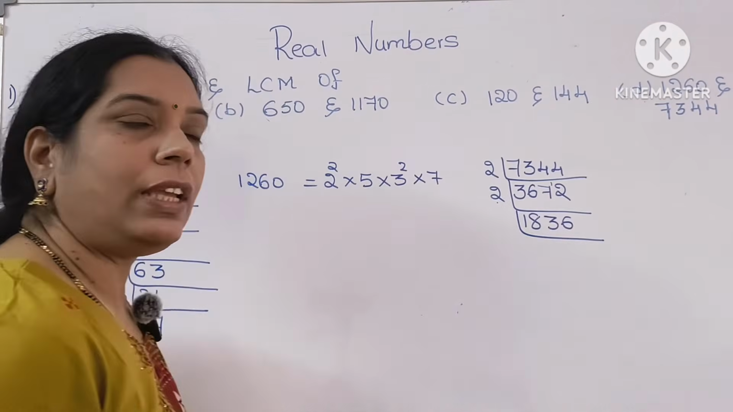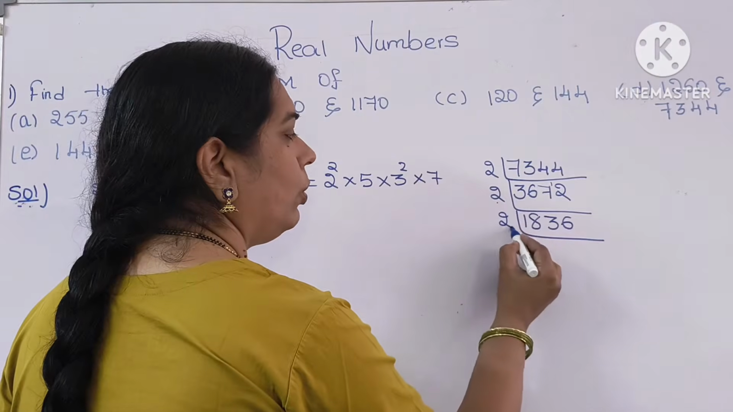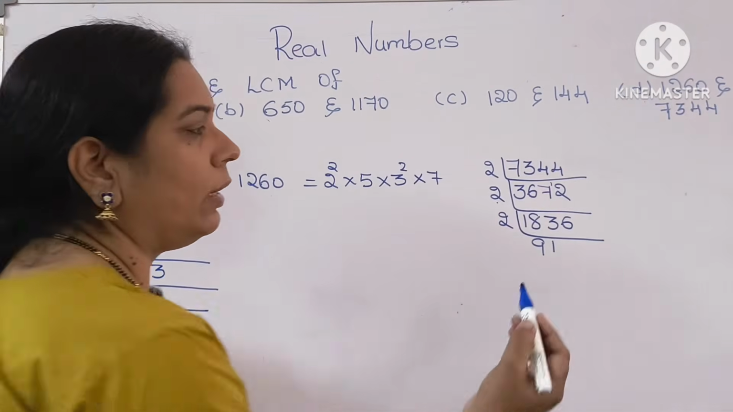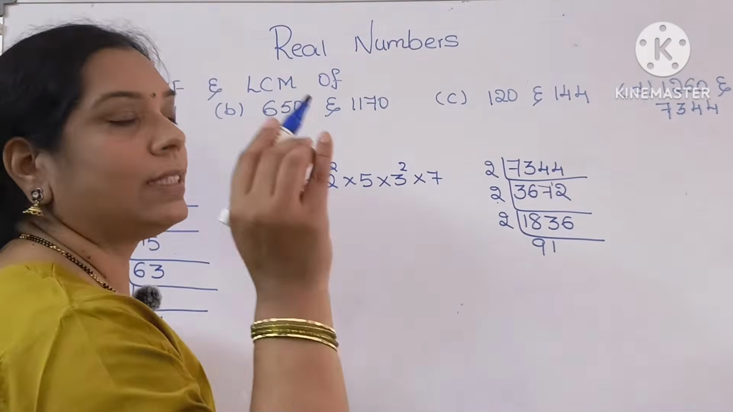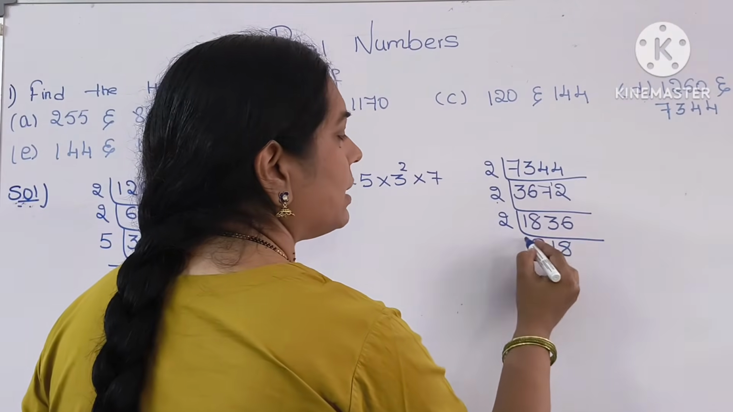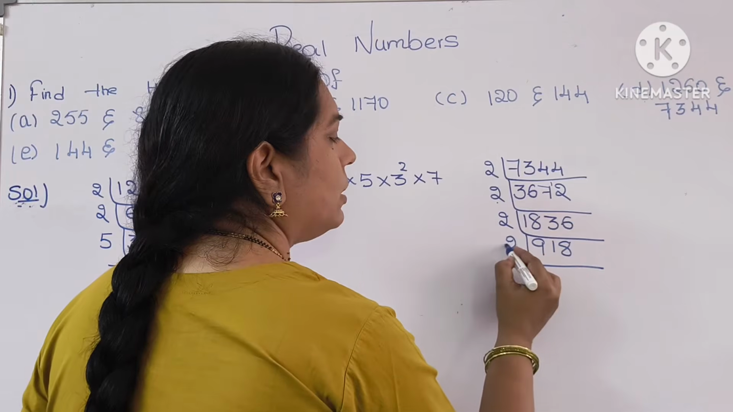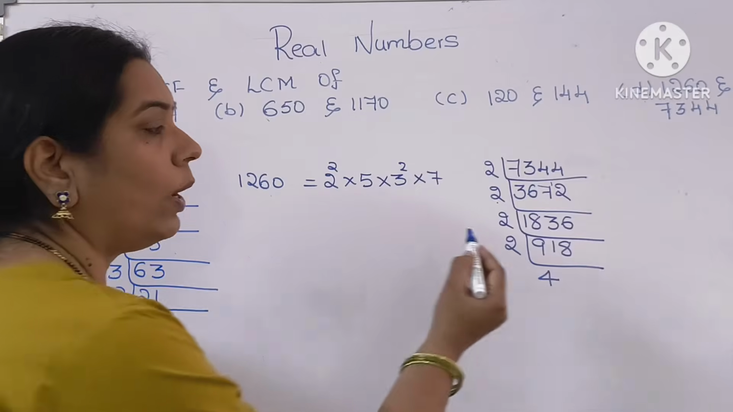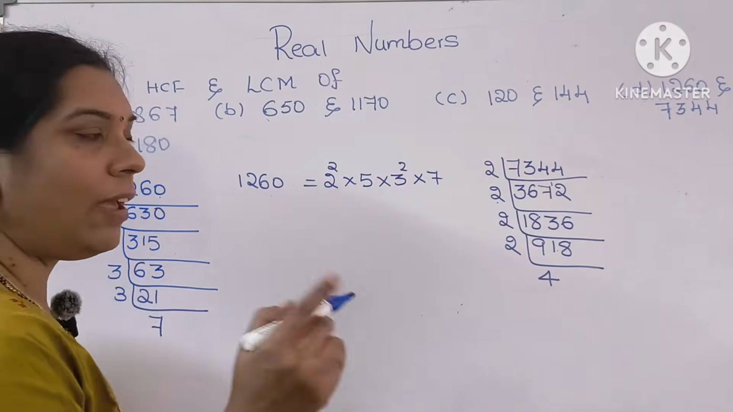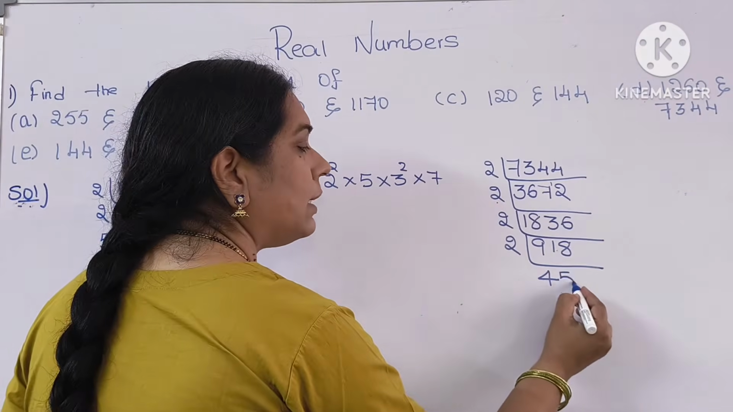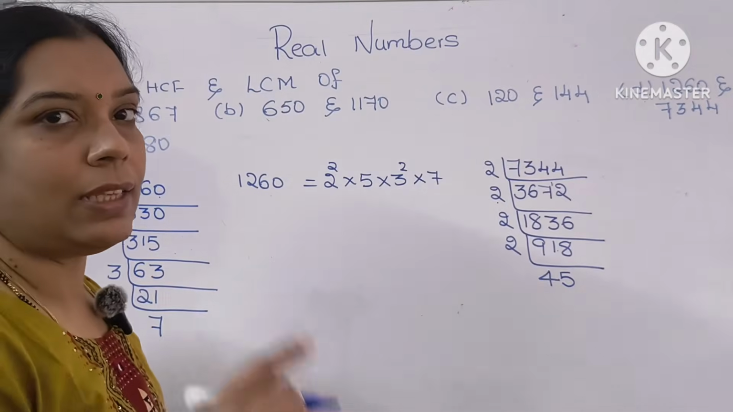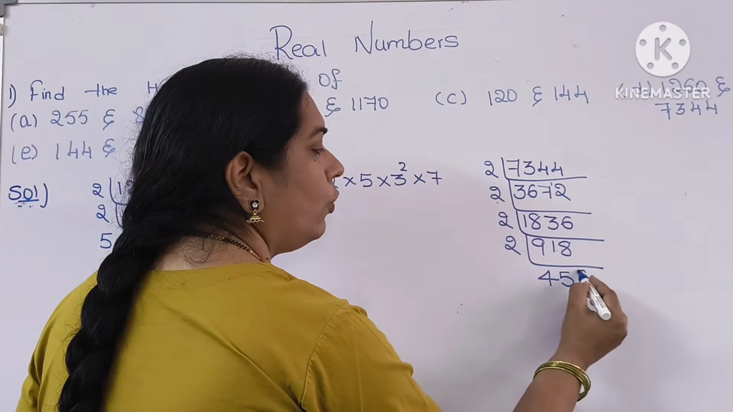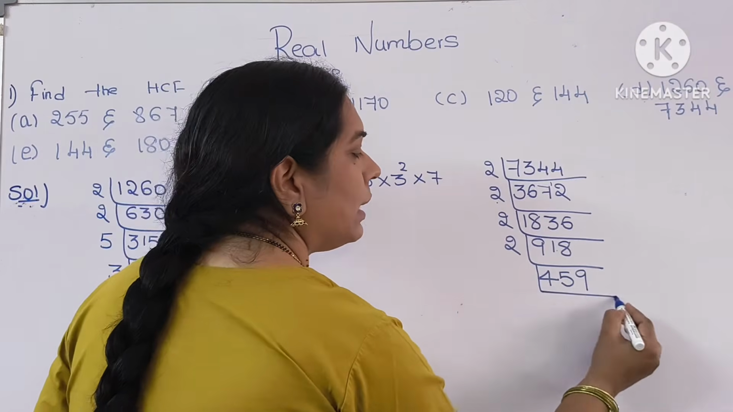Again the number is ending with even. I will continue to divide with 2. 2 nines are 18. 2 ones are 2. 3 minus 2 is 1. 1 and 6 make it 16. So, 2 eights are 16. I will repeat the process. 2 fours are 8. 9 minus 8 is 1. 1 and the next digit 1 makes it 11. So, 2 fives are 10. 11 minus 10 is 1 again. 1 and 8 makes it 18. So, 2 nines are 18.